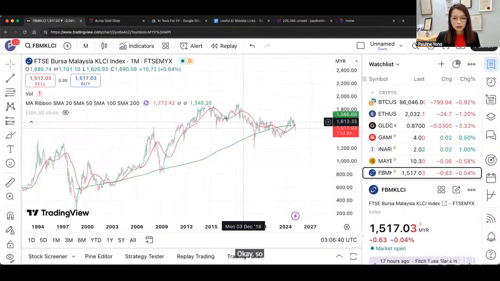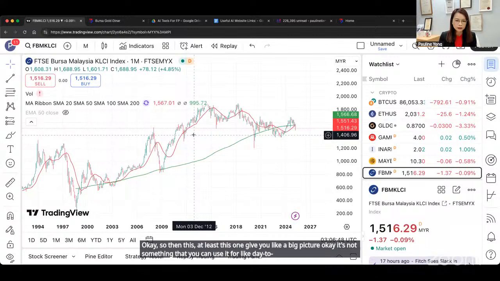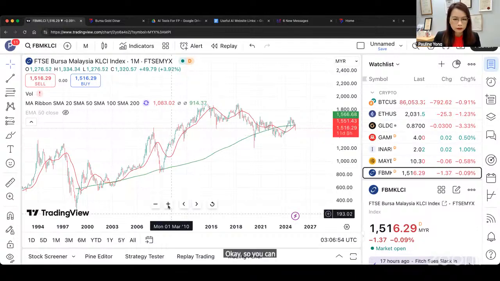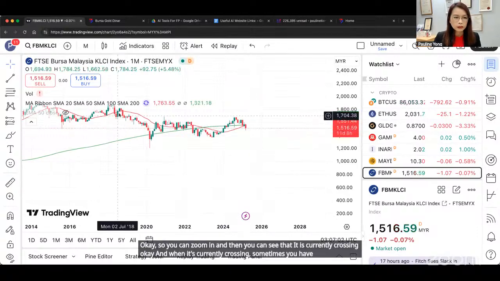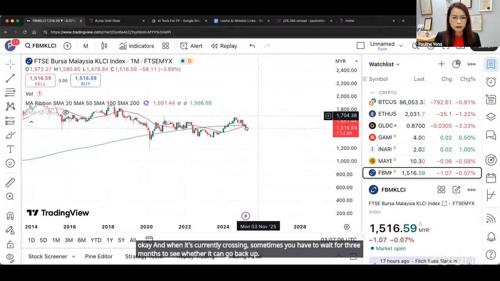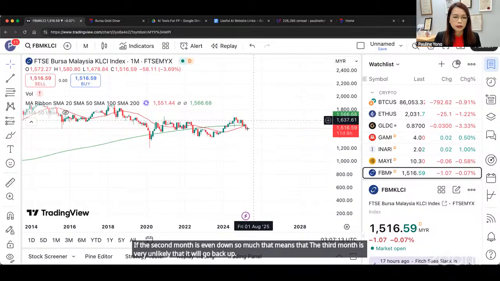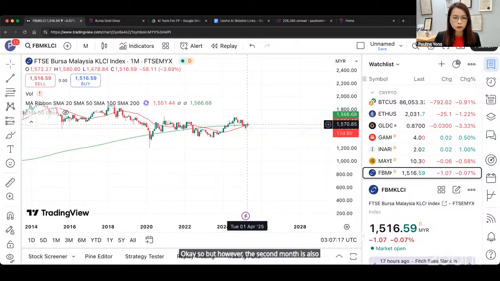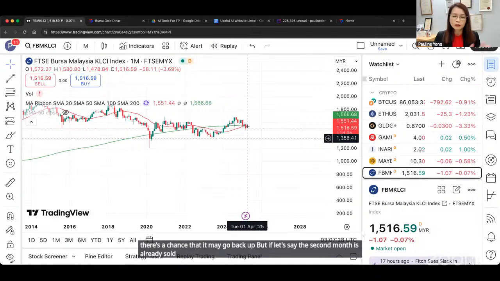So at least this gives you a big picture. It's not something you can use for day-to-day trading, but it can give you some form of direction. You can zoom in, and you can see that it is currently crossing. When it is currently crossing, sometimes you have to wait for 3 months to see whether it can go back up. If the second month is down so much, that means the third month is very unlikely to go back up. But if the second month is horizontal, then you can continue to hold into the third month, because when it is horizontal, there's a chance that it may go back up. But if the second month is already so far down, there's no hope already. 3 months of holding, yeah.